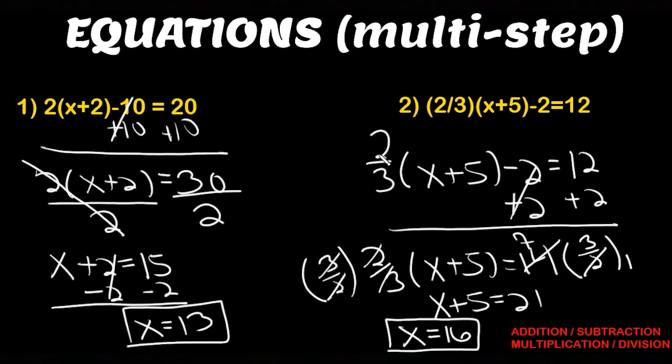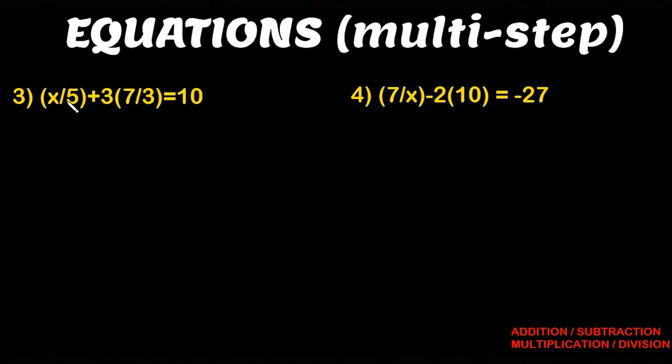Okay, let's try some more problems. Okay, so here's our next set of problems. I have x over 5. So we're doing number 3 right now, x over 5. And again, you can drop the parentheses here if you would like. You don't really need them. So I'm going to leave it like that. And then plus 3 times 7 over 3.